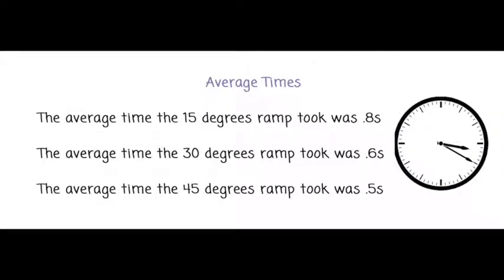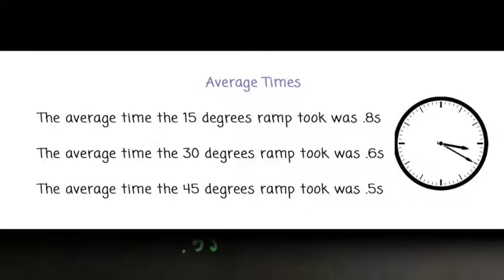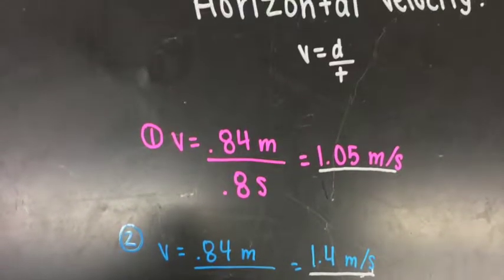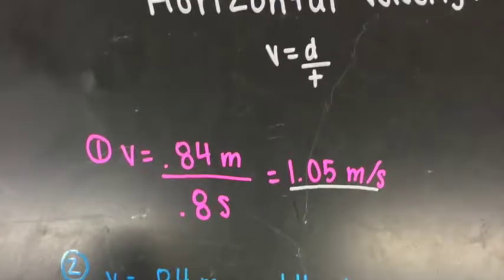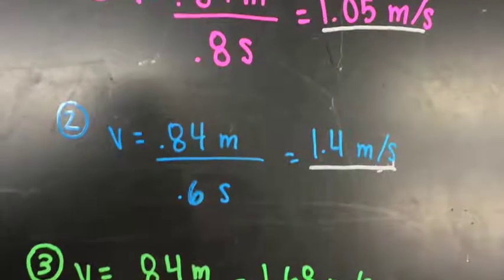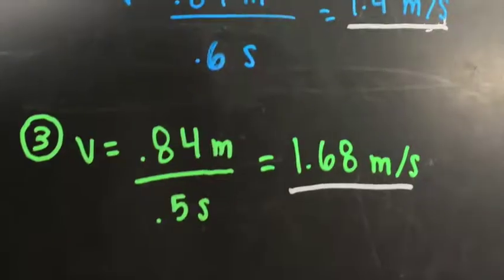The average time for the 3 ramps were 0.8 seconds, 0.6 seconds, and 0.5 seconds respectively. We used these 3 equations to calculate the velocities for each trial. We found that the horizontal velocities were 1.05 meters per second, 1.4 meters per second, and 1.68 meters per second.